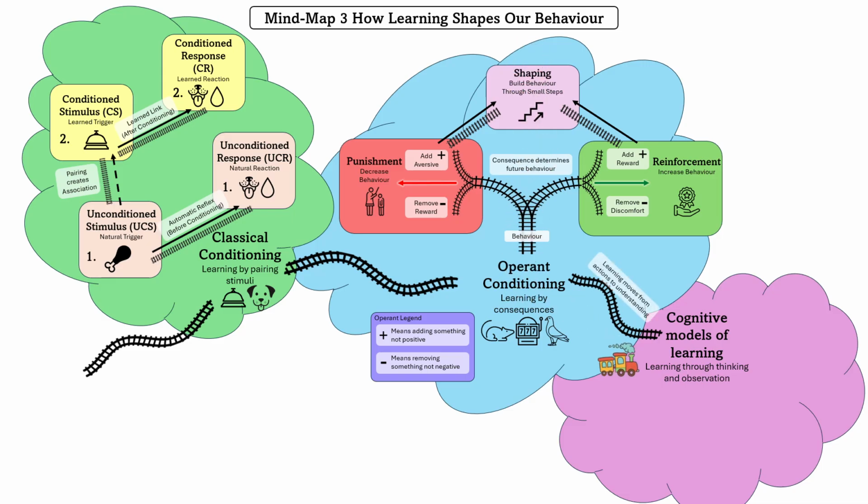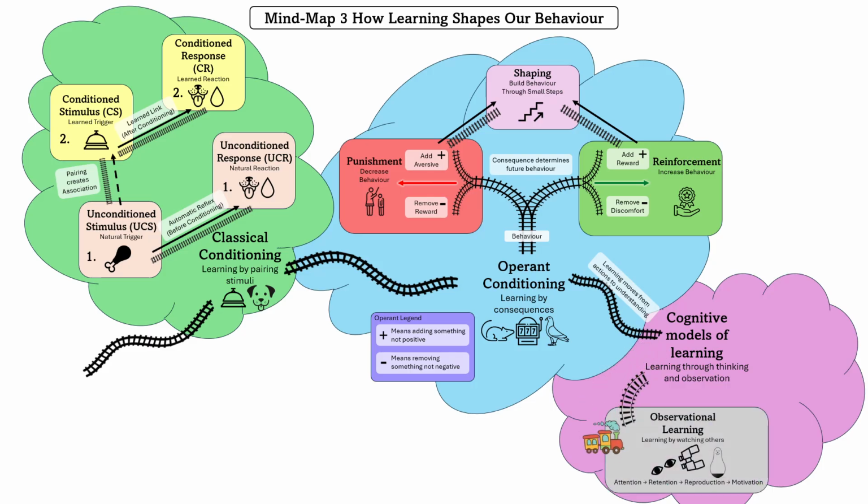Now we roll into our final region, cognitive models of learning, shown in purple. Here, learning moves from actions to understanding. Our first stop is observational learning, learning by watching others. The eyes and binoculars remind us that attention, retention, reproduction, and motivation all play a part. Albert Bandura's famous Bobo doll experiment showed this perfectly. Children imitated adults' behaviour simply by observing it.